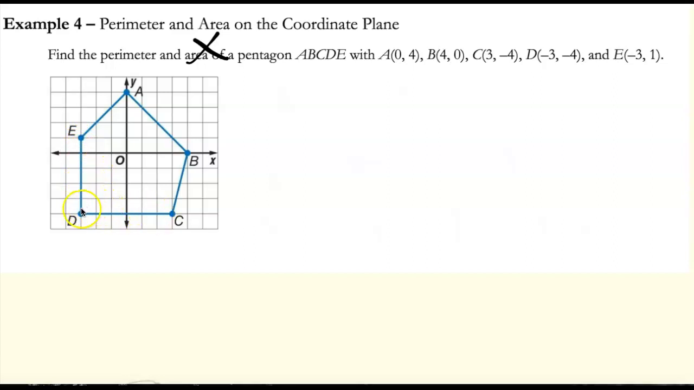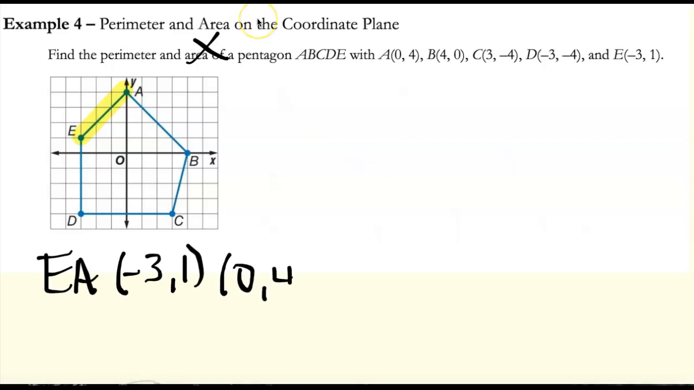So it starts off with saying 11, but these other pieces are not so clear because we have to use the distance formula. So the first thing we're going to do is figure out the distance for this one right there. So the first thing we need to do is figure out the coordinate points. So EA has the coordinate points -3, 1. And A has 0, 4.